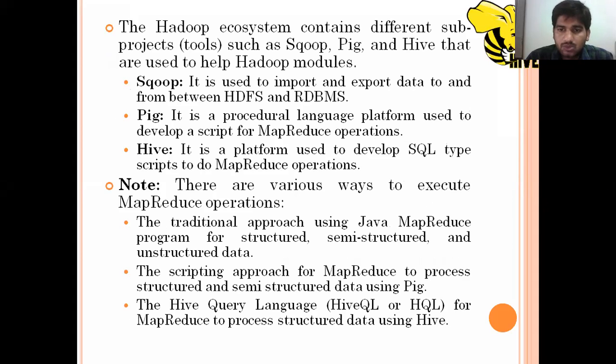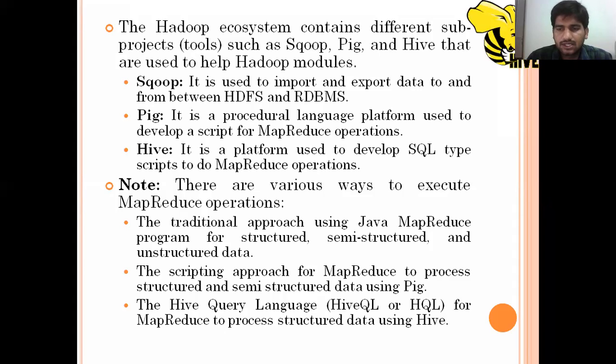There are various ways to execute a map reduce operation. The traditional approach uses a Java map reduce program for structured, semi-structured and unstructured data. The scripting approach for map reduce processes structured and semi-structured data using Pig. The Hive query language, Hive HQL, we may talk about this one. Map reduce to process structured data using Hive.